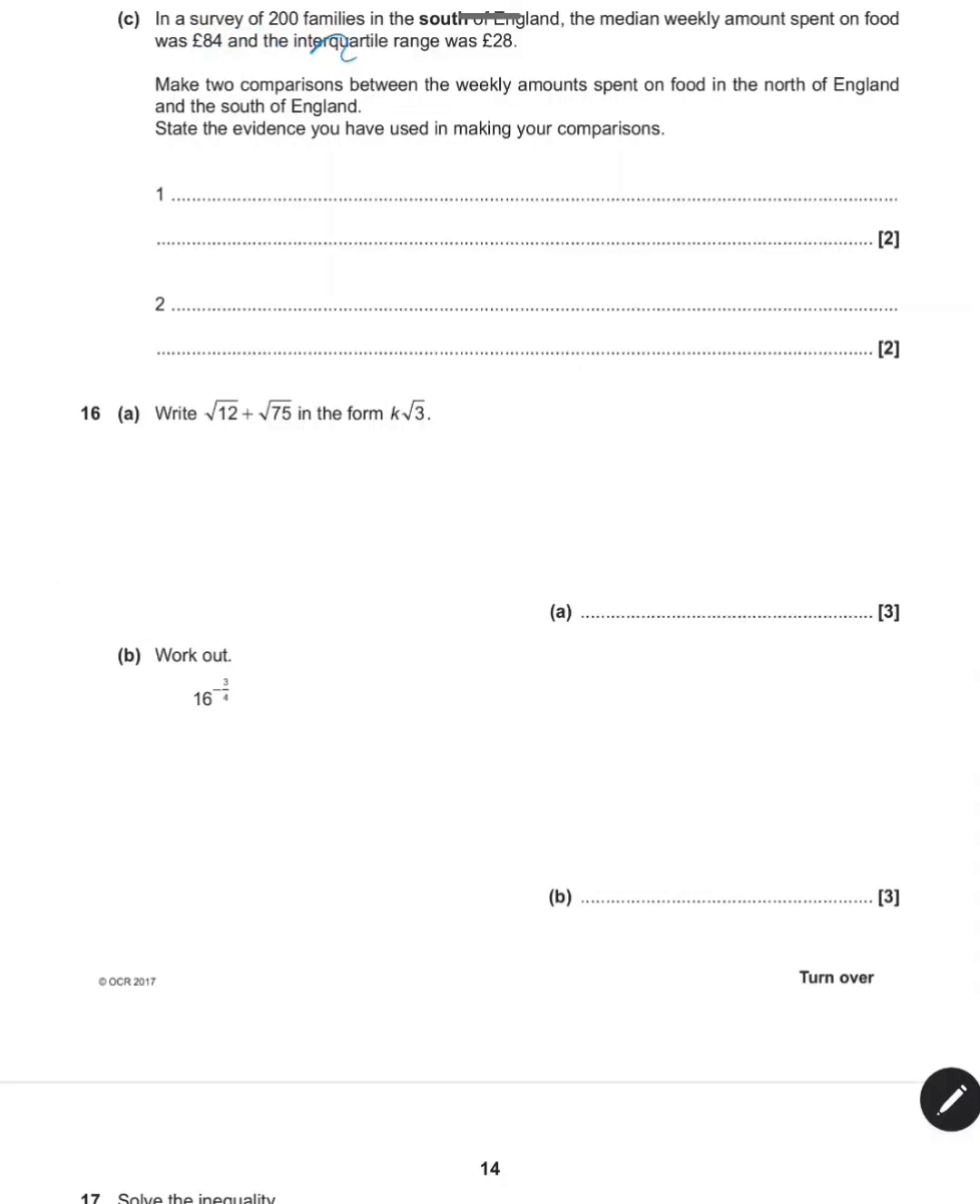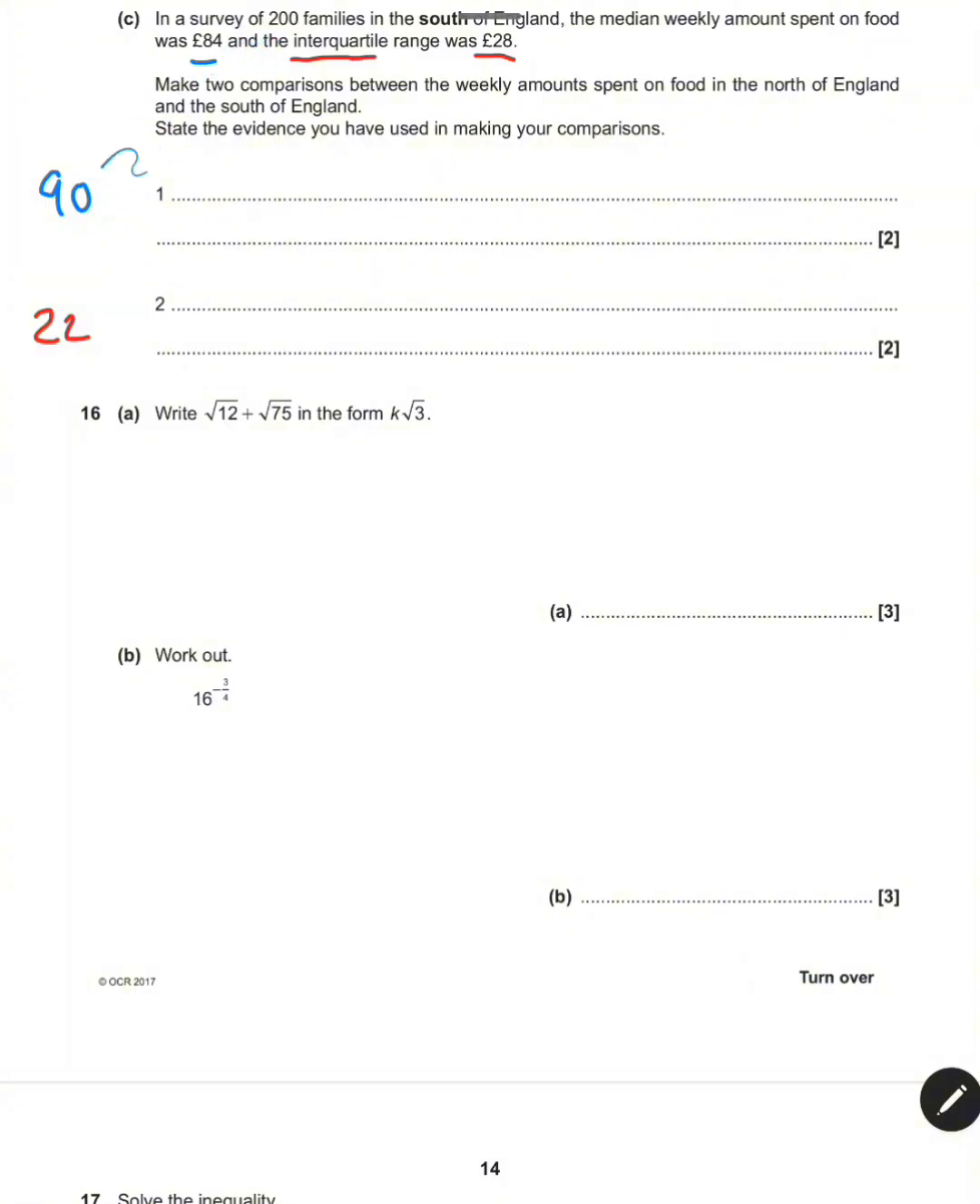Final part of this question talks about another 200 families, but in a different part of the country. And we've got a median of 84. Well, our original median was 90. And then we've got an interquartile range of 28, and our original one was 22. So we've got some figures to compare, and we're asked to just make two comparisons. Two easy marks if you can remember them.